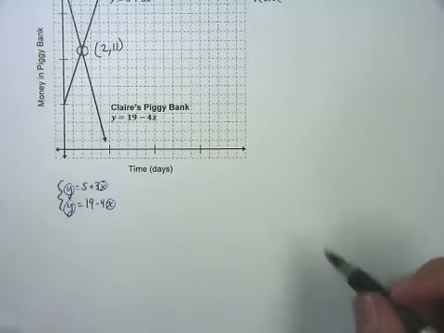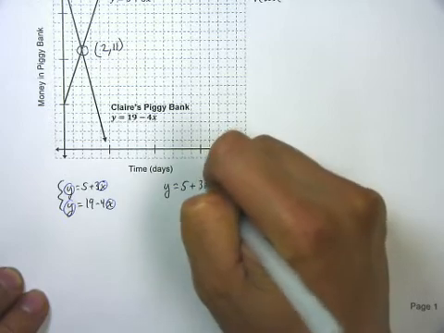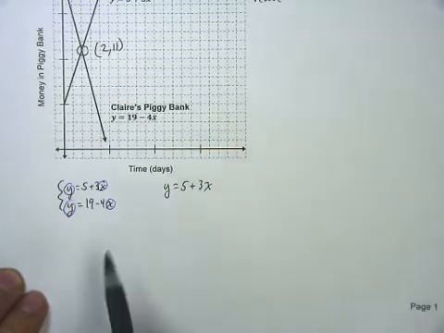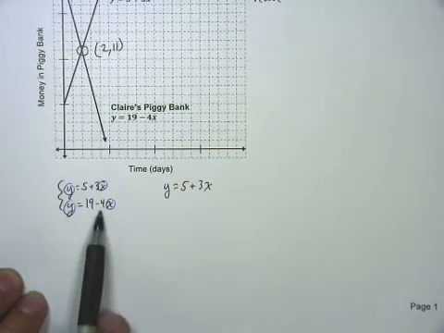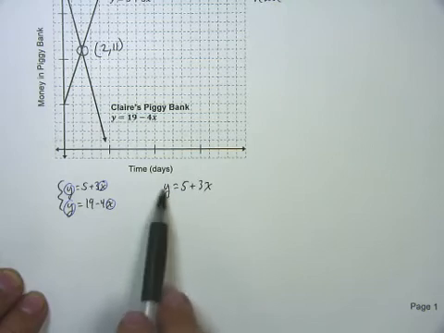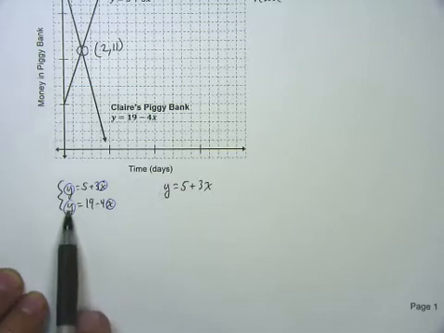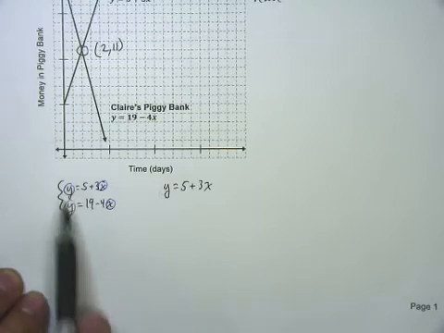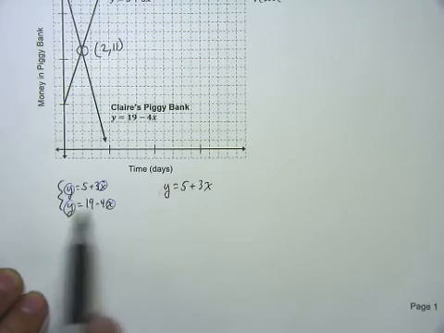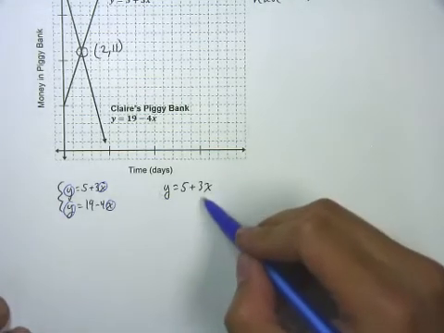Right? So here's what I'm going to do. I'm going to start with Jack's equation, which is y equals 5 plus 3x. And I'm going to do a substitution, right? Because if the y value for Jack's equation is the same as the y value for Claire's equation, well, then I can replace this y in Jack's equation with the expression 19 minus 4x from Claire's equation, right? Again, the y for Jack has to be the same as the y for Claire. So I'm going to replace the y in Jack's equation with this expression, which is the y value from Claire's equation.